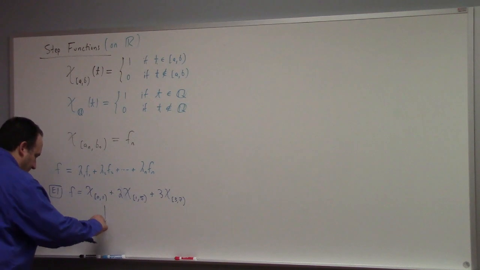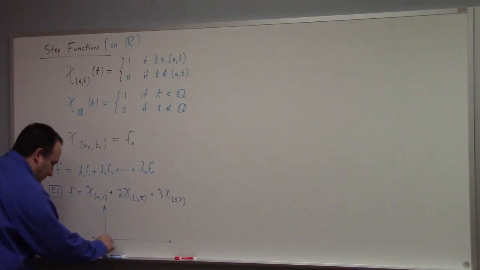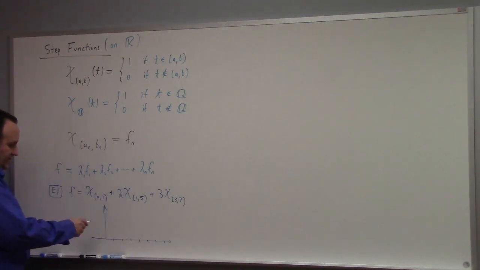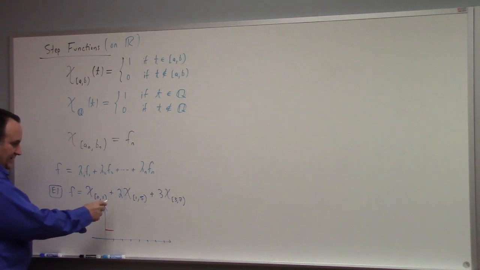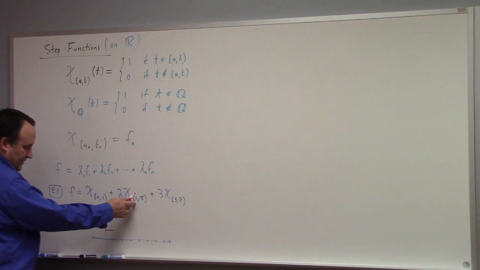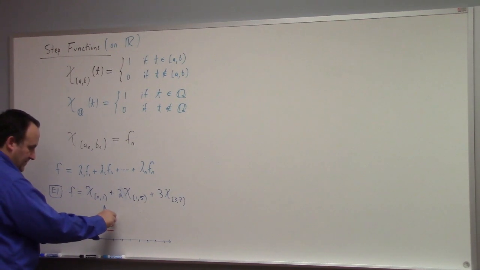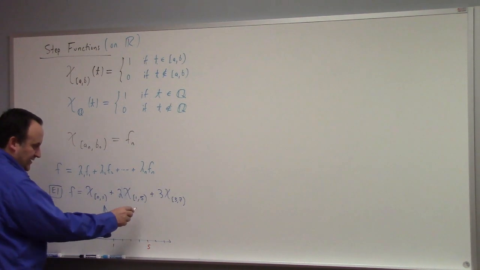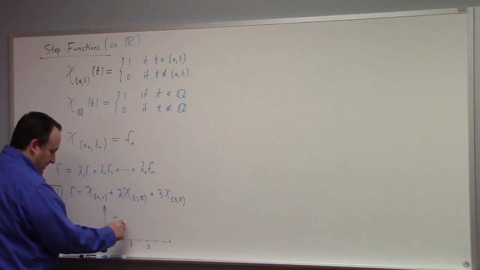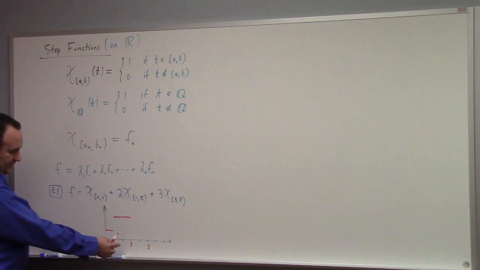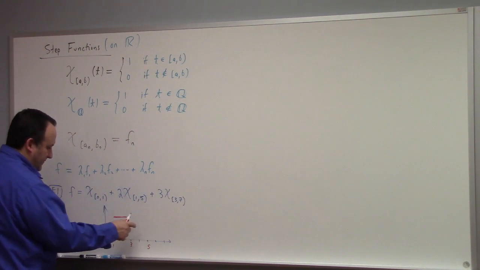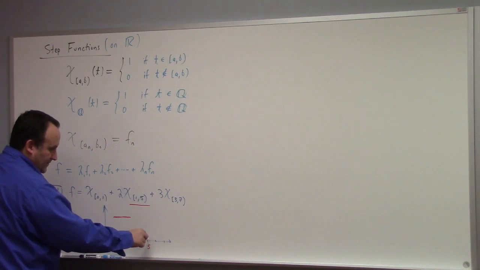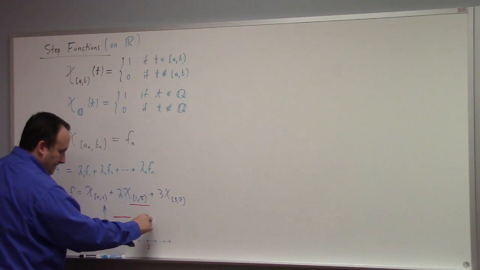What's its graph look like? 1, 2, 3, 4, 5, 6, 7. So 0 to 1, maybe you got this step. And then at 1, this one kicks in, and then you add 2, so 1 plus 2 gets you up to 3. And that continues until I get to 3. Then at 3, what happens? At 3, I've got this and this are both non-zero. So I get 2 plus 3, and it kicks it up to 5 here. Now when I get to 5, this one drops out and it's just back to 3 again.